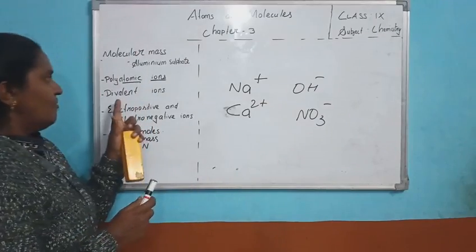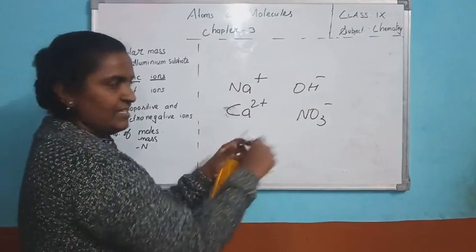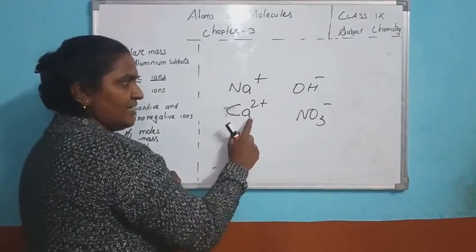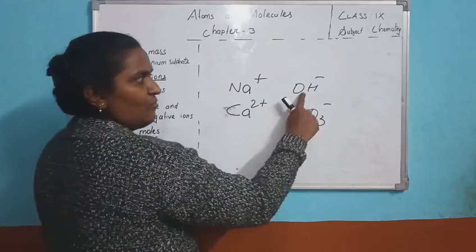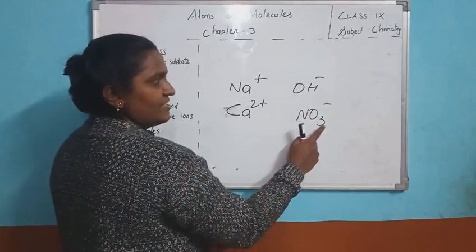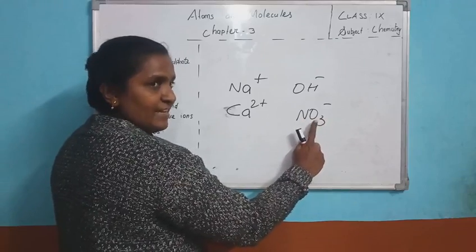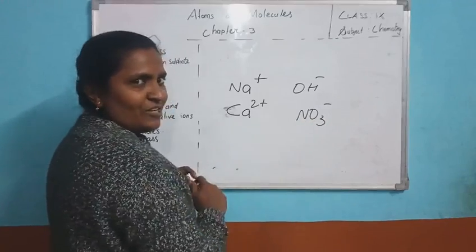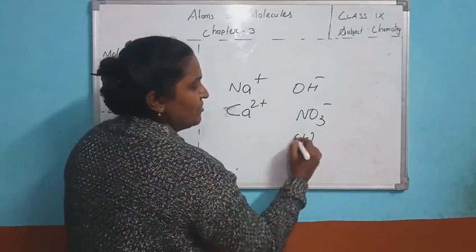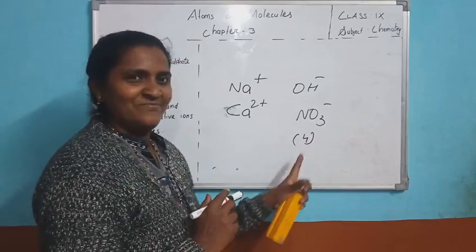Now the question is polyatomic ions. These are ions and this one is a monoatomic ion, it has 1 atom. This one is 1 plus 1, 2 atoms, a diatomic ion. This is 3 plus 1: nitrogen 1 and oxygen 3, total 4 atoms. So this can be called polyatomic ions.